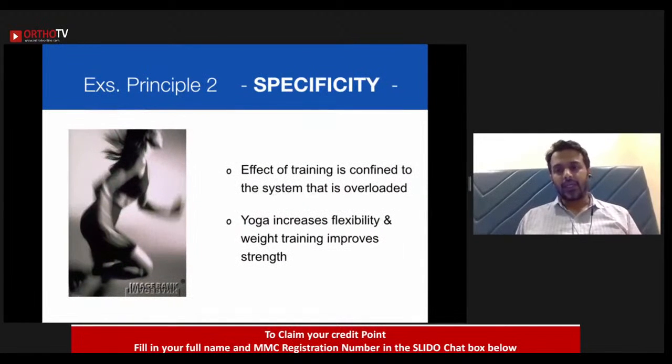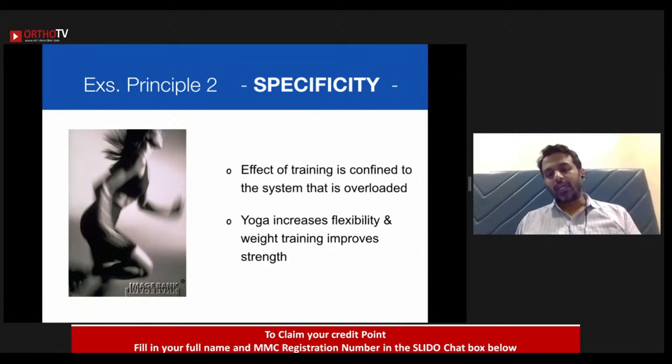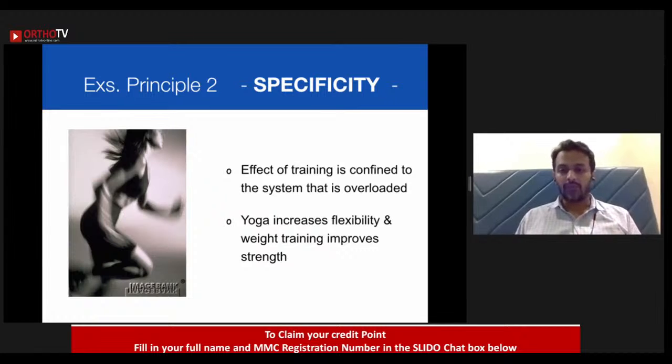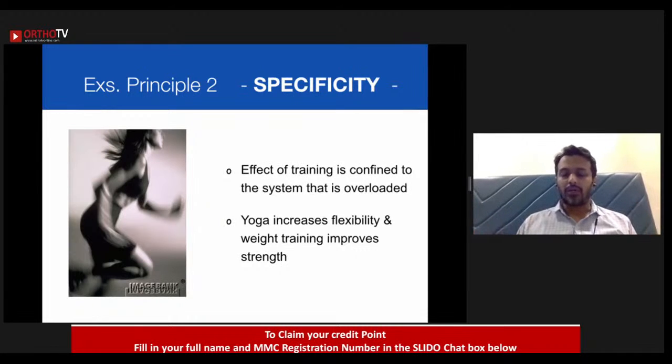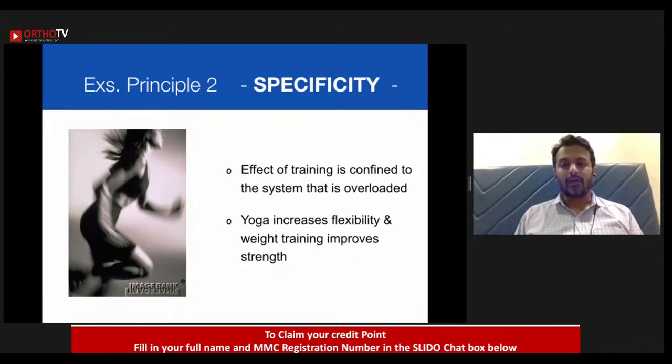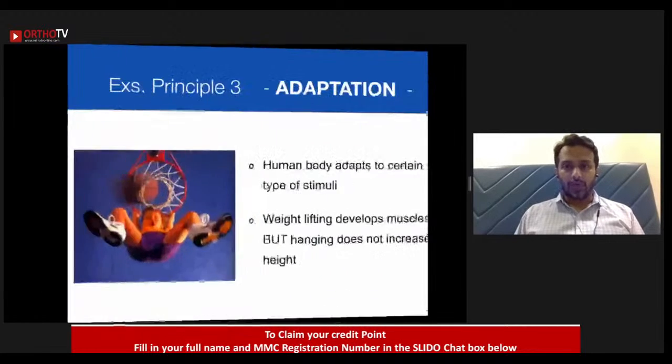So specificity, effect of training is confined to systems that are overloaded. Like if you're cycling or if you're running, then your lower limb is involved. While you're playing tennis, then your shoulders are involved. So yoga increases flexibility and weight training improves strength. So there are important things that have to be combined, or cross training effects have to be brought in to get proper fitness.